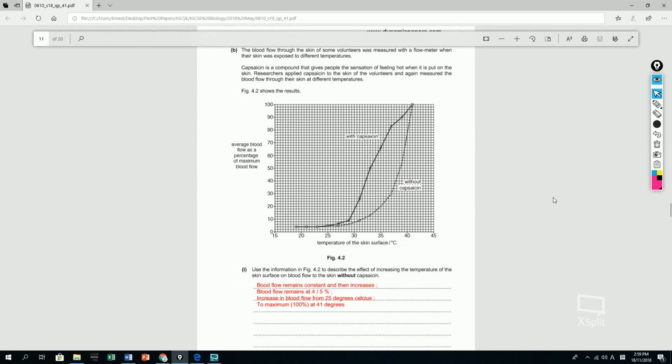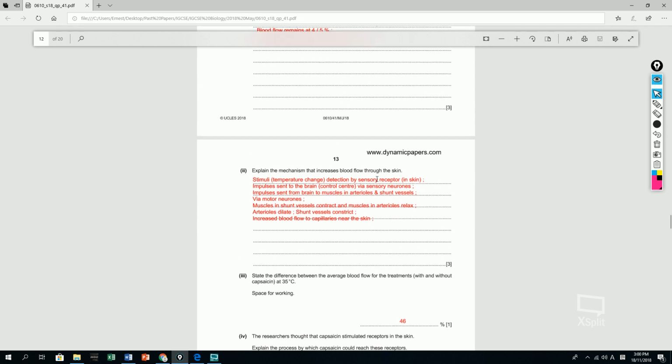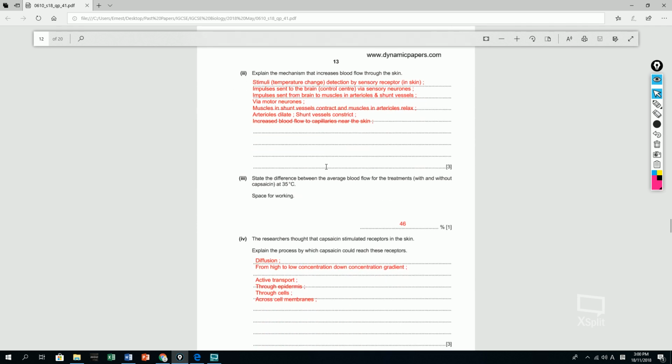So going back to the answer then, it's basically what I said just then. The stimulus gets detected by the receptors, impulse sent to the brain, which sends impulses to the muscles inside arterioles and shunt vessels. Through motor neurons, muscles in shunt vessels will contract, whereas arterioles will relax, allowing maximum blood to flow into the capillaries to allow the heat to radiate out.